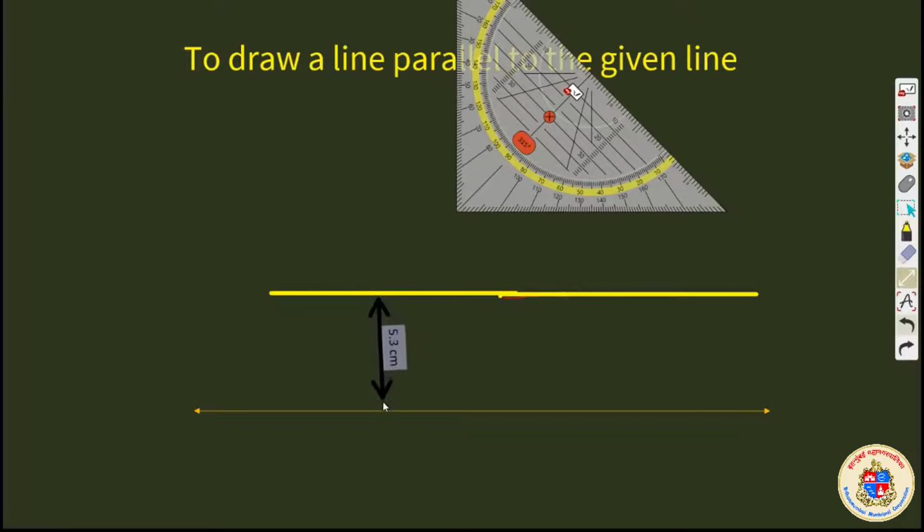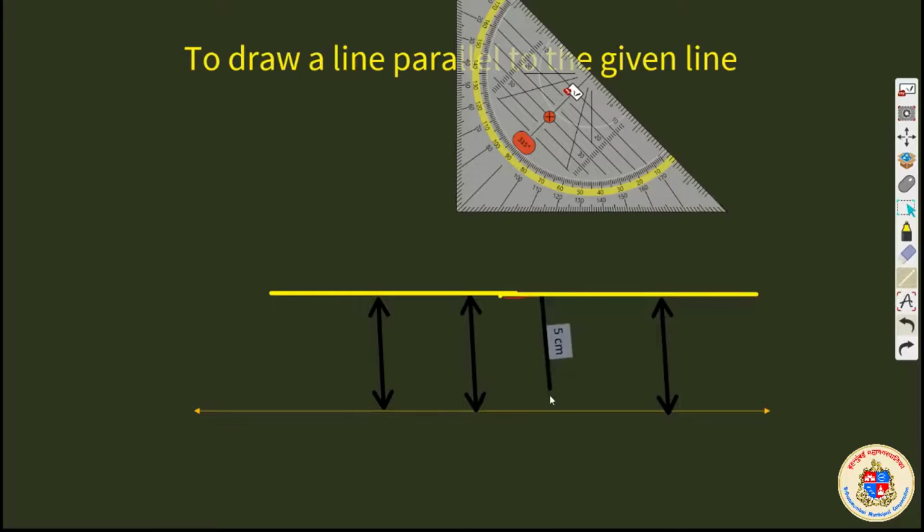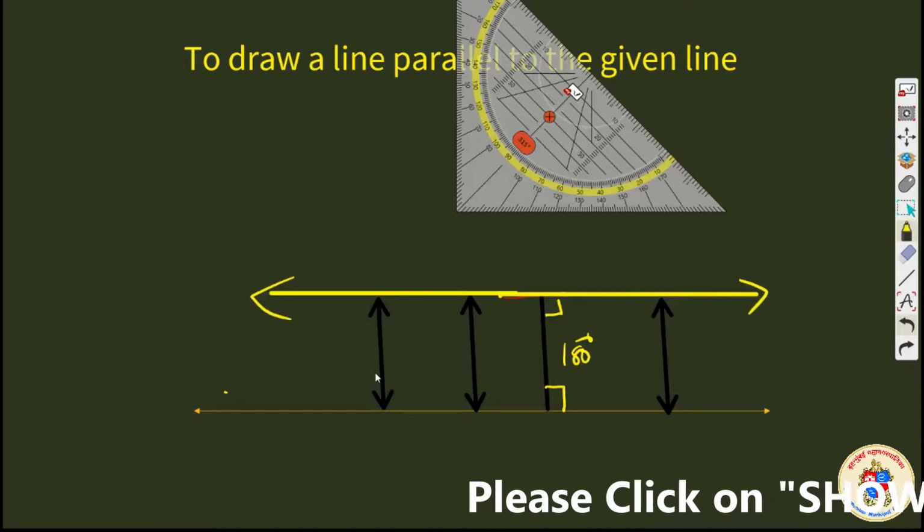The distance between any two points on these parallel lines is equal, right? If you find out this distance between them, they are equal. So it is a parallel line. Second reason is that if you draw a line from here, it will be a vertical line, and you can see that here it is 90 degrees, here it is 90 degrees, total is 180 degrees. So these two lines are parallel. This way we can draw a parallel line to the given line.